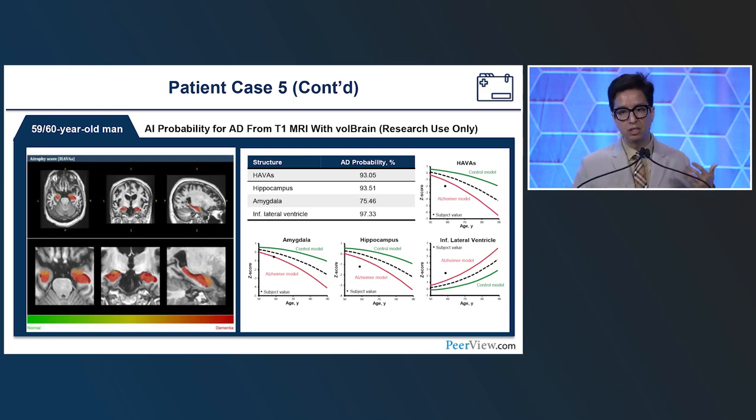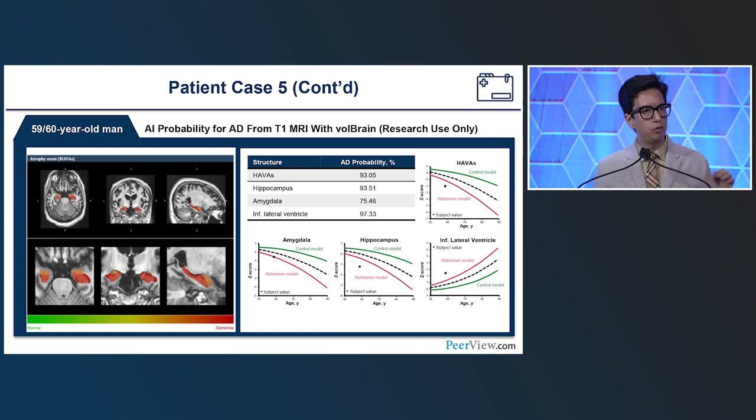In this case, this particular software program used in research generates an Alzheimer's probability comparing the hippocampus, amygdala, and inferior lateral ventricle, or HAVA regions as it's termed in an acronym, and looking at the Alzheimer's probability compared to, in this case, a combination of publicly available databases such as ADNI or OASIS data, research databases where we actually know the status of these individuals, and we can see that the probability is greater than 90%.